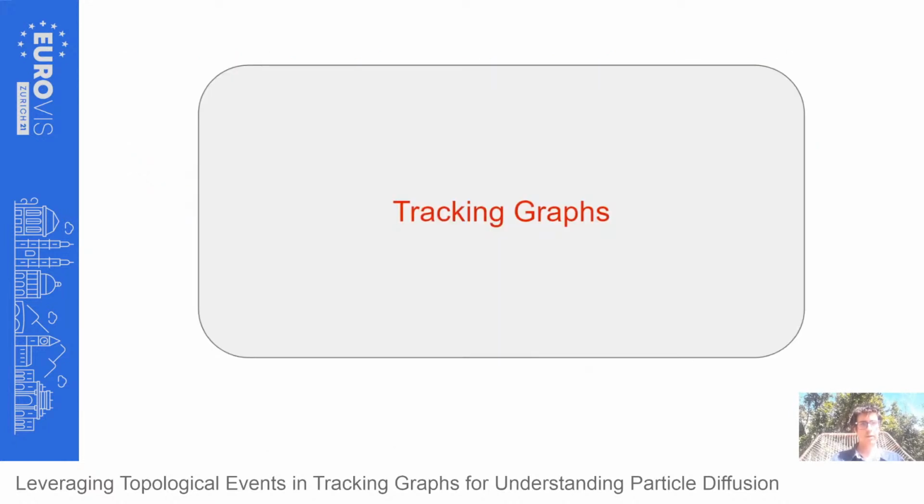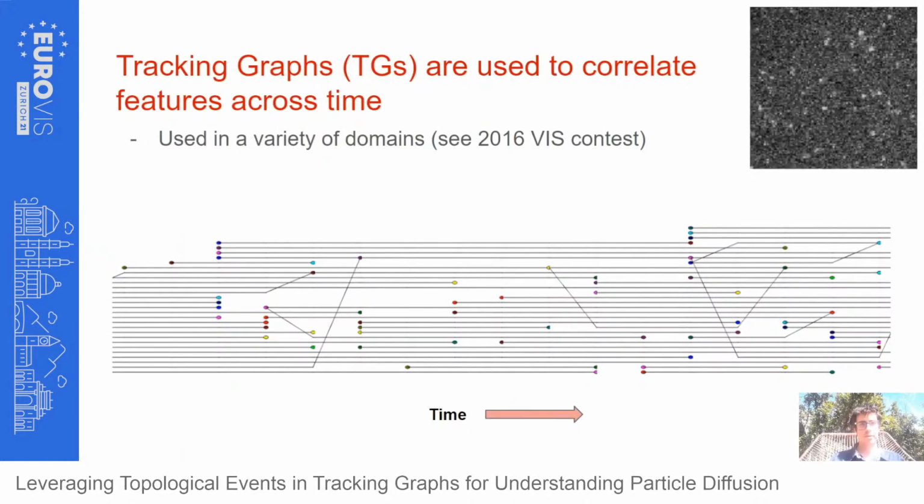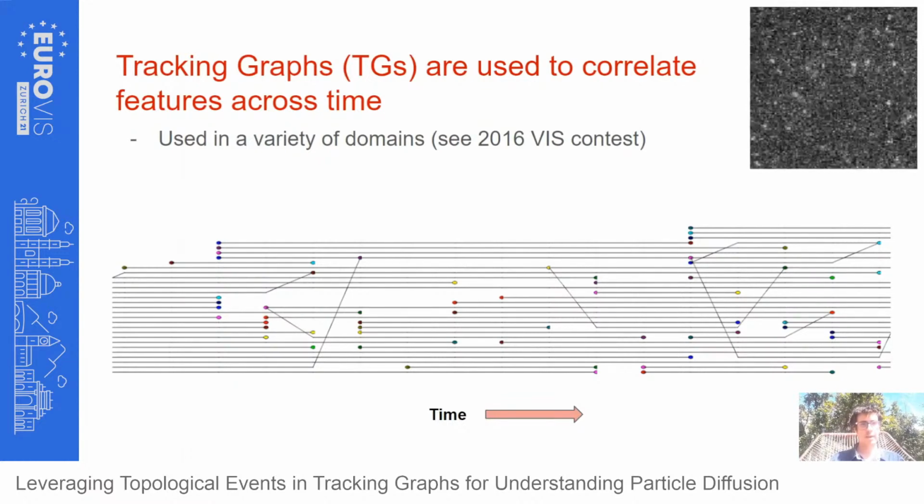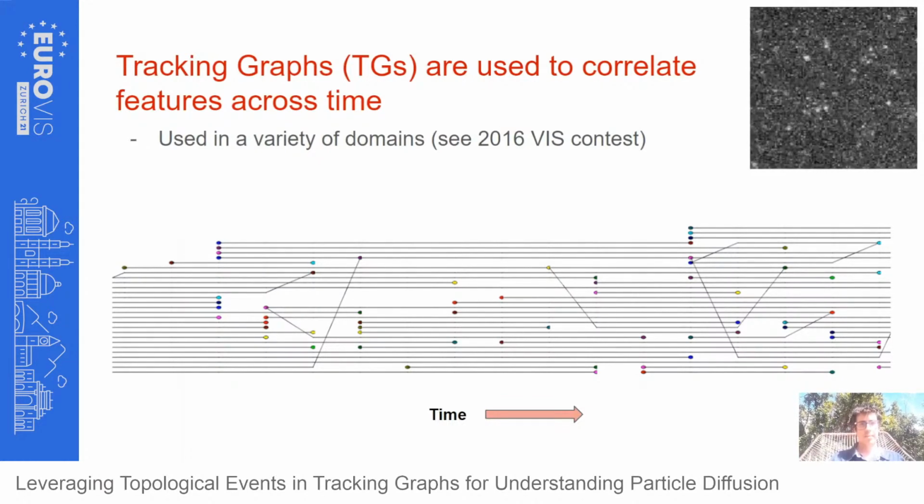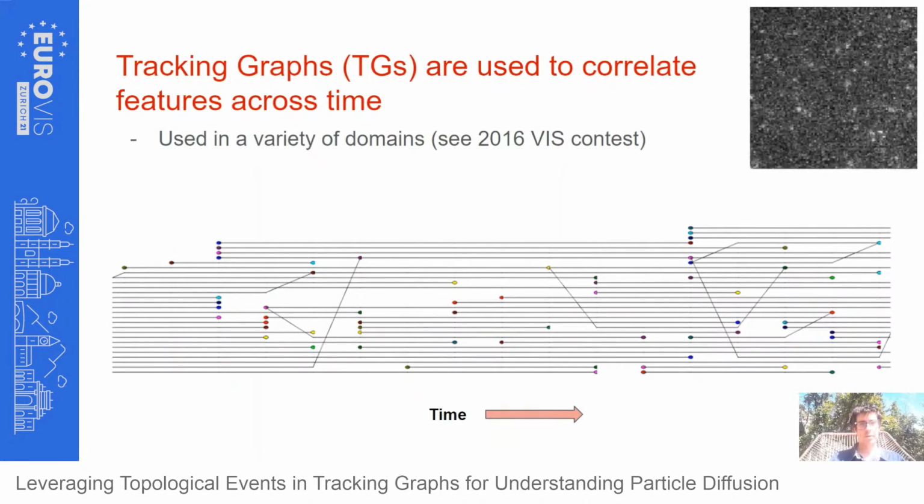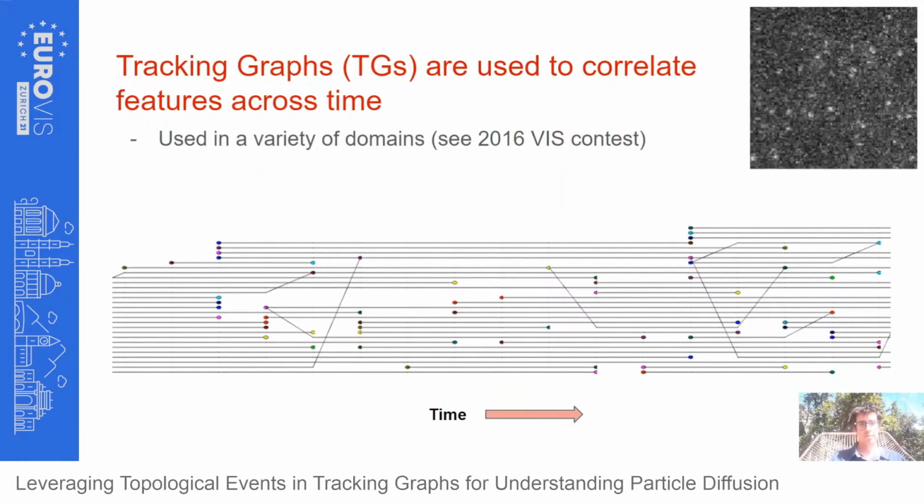The backbone of our work for analyzing the dynamics of these proteins is a tracking graph. Tracking graphs are a visualization tool that are used to help understand the correlations between features across time. Thinking about the dataset we have on the top right, the goal of tracking graphs is to give a visual representation of how each of the bright white dots are connected across frames. The bottom figure shows part of a tracking graph.